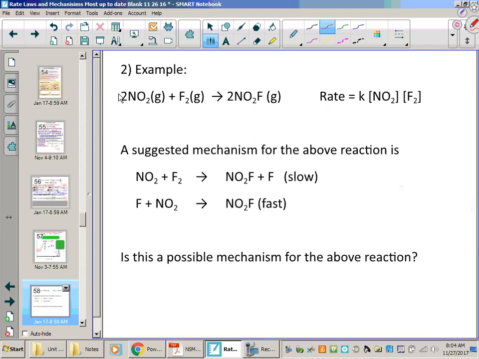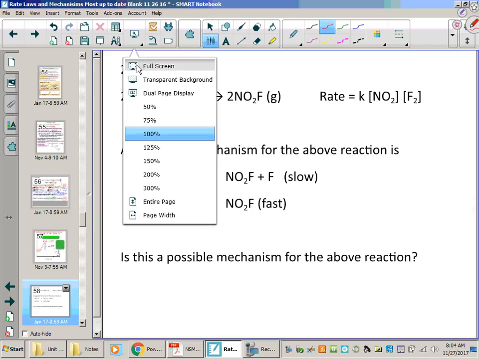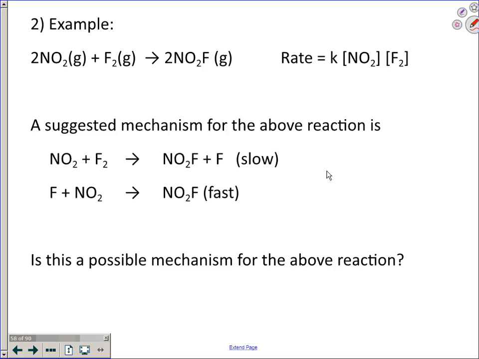Okay, good. All right, so let's look at this example. It's given this reaction and this rate law. This is the suggested mechanism. So we have an experiment, and we've suggested this to be the mechanism. Is it possible? Go.